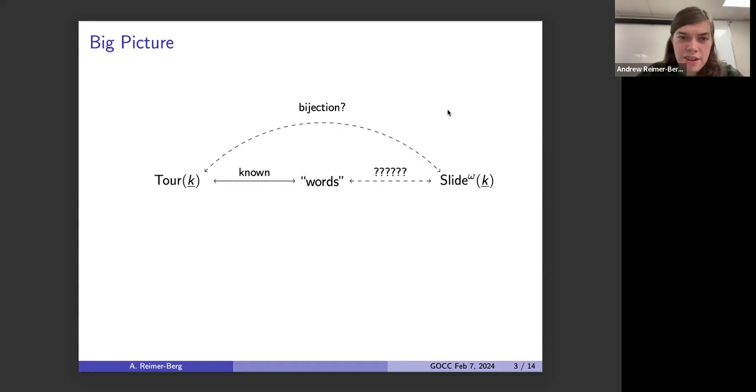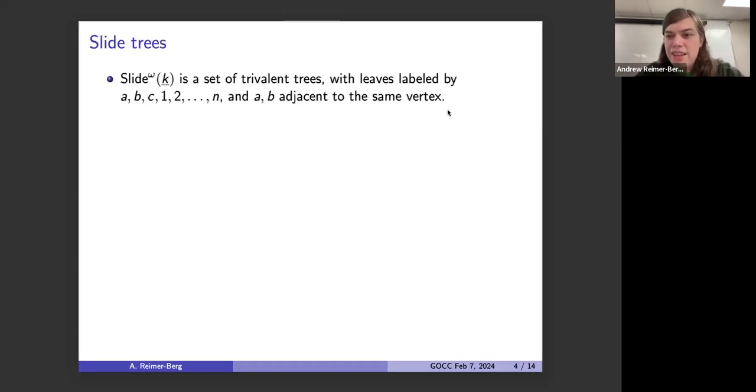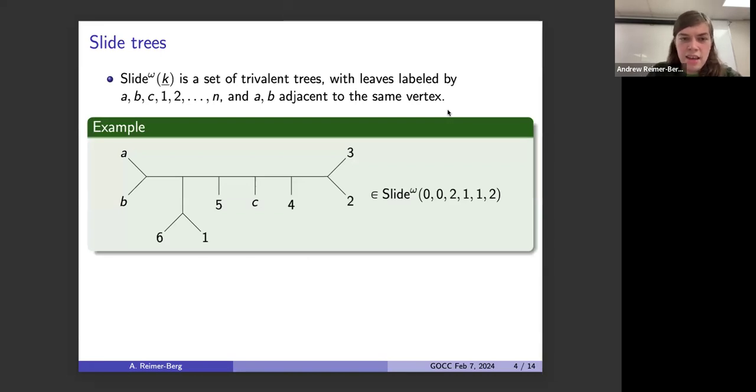Okay, so that's the overarching picture. Now let's talk about what these slide trees actually are. Slide omega of K is a set of trees that are trivalent, meaning every vertex is either a leaf or has degree 3. And then we label the leaves by A, B, C, 1, 2, 3, ..., N. And we also require that A and B are adjacent to the same interior vertex. As an example, here A and B are adjacent, and then we have C, 1, 2, 3, 4, 5, 6 labeling the other edges. And I'm claiming that this is in slide of 0, 0, 2, 1, 1, 2.